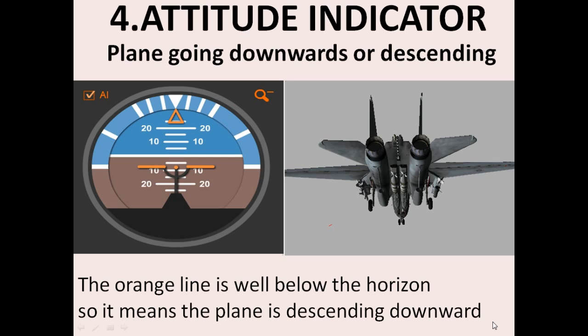The plane going downward or descending. You can see here the orange line is much below the horizon. It means that the plane is descending. It means that the plane is going downward.